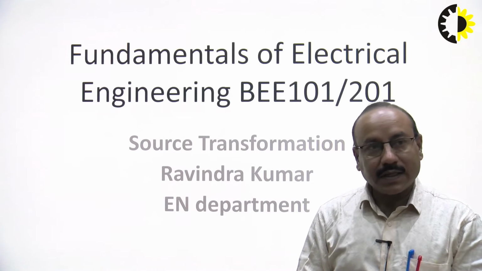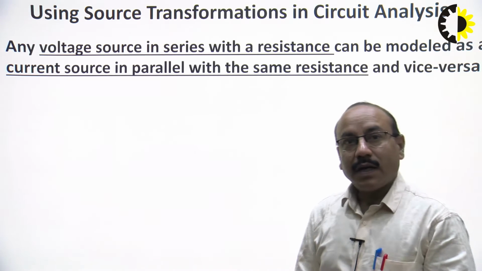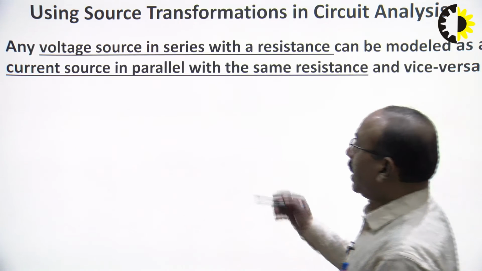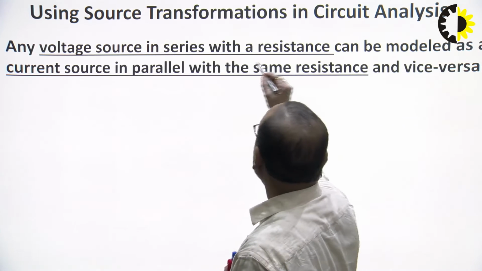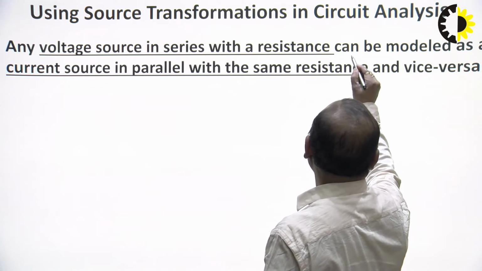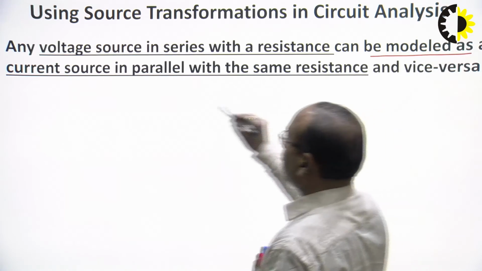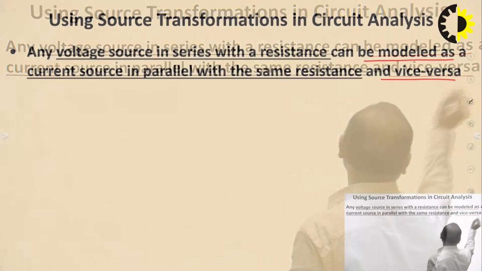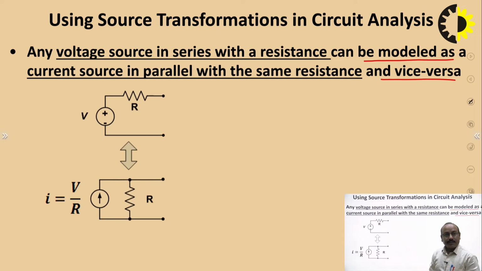So, if we see in this, using source transformation in circuit analysis, any voltage source in series with a resistance can be modeled as a current source in parallel with the same resistance and vice versa. For example, this is a voltage source having voltage V. It is connected in series with resistance R.